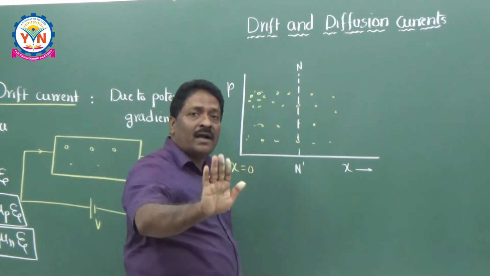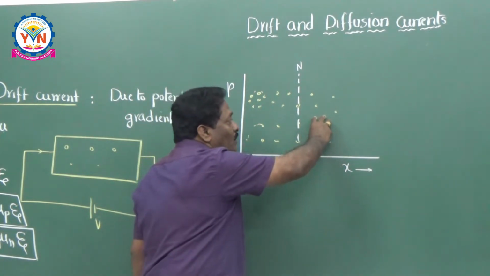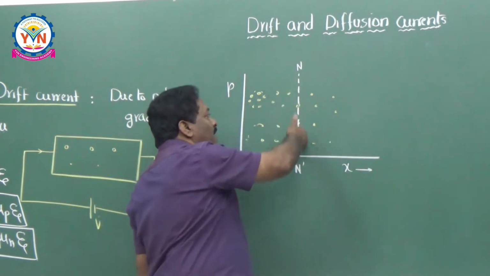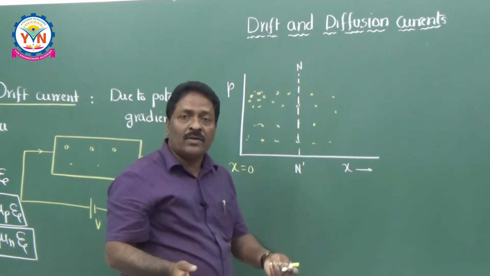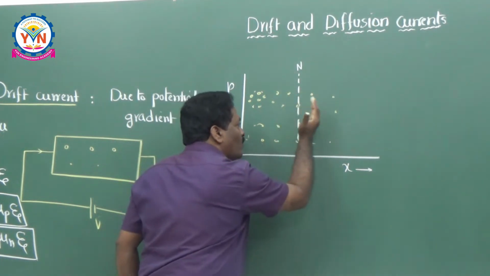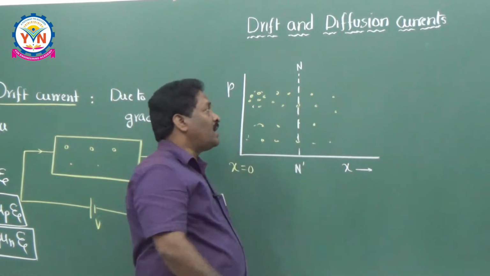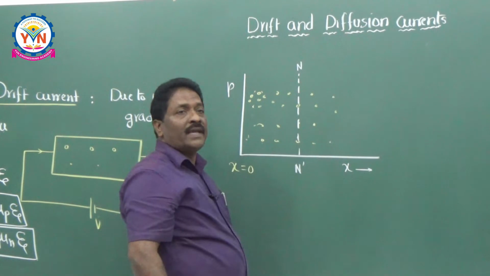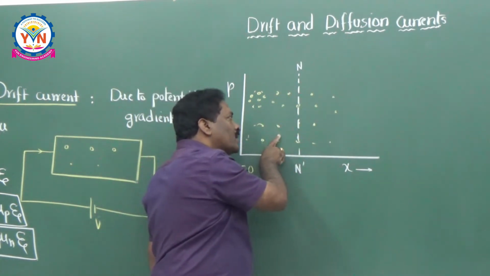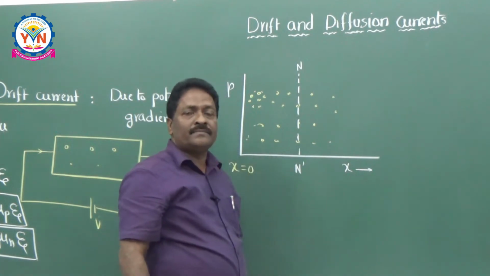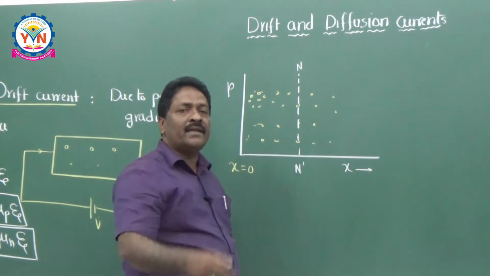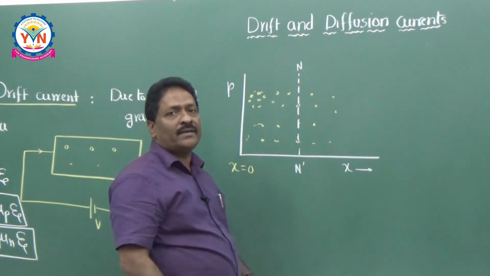That means the concentration of the holes is not equal in both directions. Whenever you are taking this line, suddenly we can observe more number of holes on this side and fewer holes on this side. At that moment, the current flows from higher concentration to lower concentration. A current which is flowing due to the concentration gradient is called diffusion current.